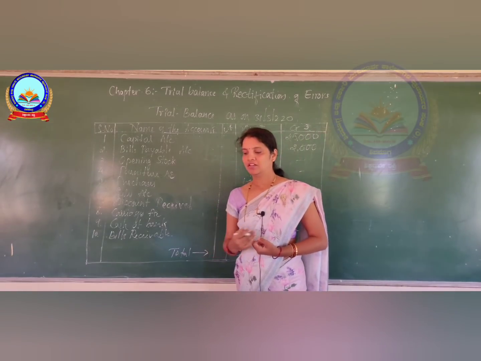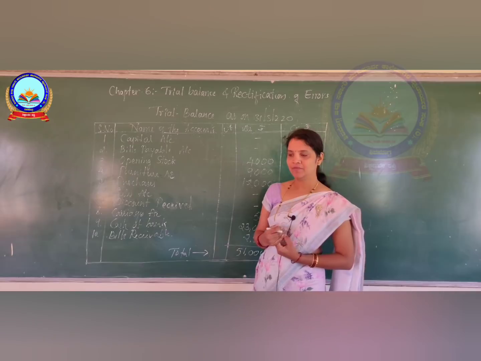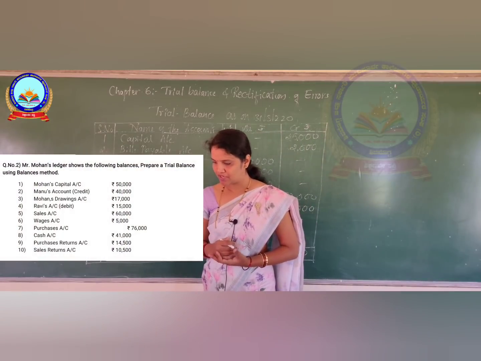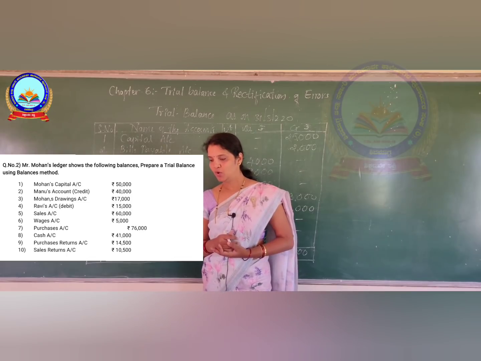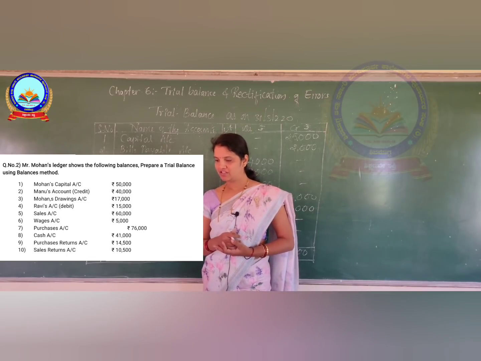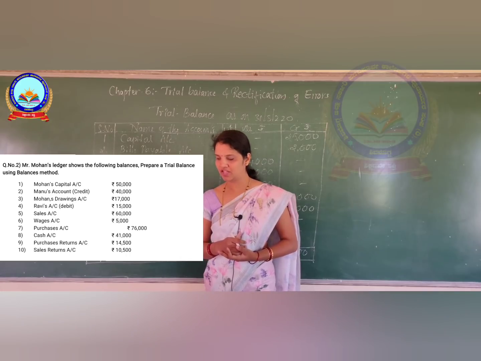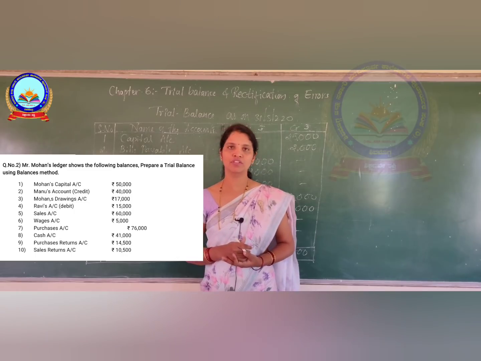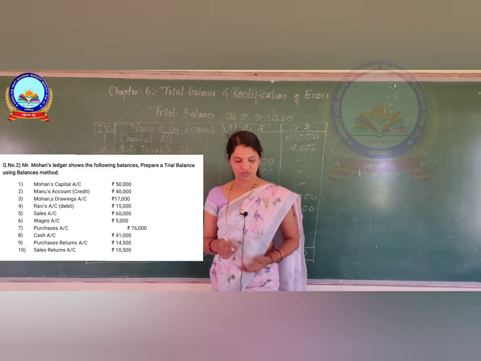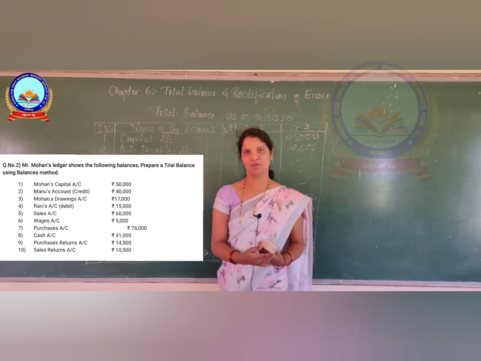Mohan's ledger accounts means Mohan is a proprietor. See the problem. Mohan's capital account 50,000. Manu's account credit 40,000. Mohan's drawings rupees 17,000. Ravi's account debit rupees 15,000. Sales account rupees 60,000. Wages account rupees 5,000. Purchases account rupees 76,000. Cash account rupees 41,000. Purchases return rupees 14,500. Sales returns account rupees 10,500. This is the problem. Okay, let us solve this problem.